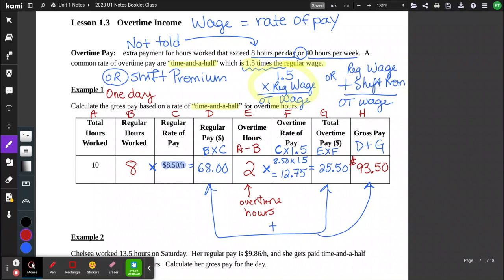Okay, any questions about that? Make sure you've got all those labels in there for you. Okay, because that's going to help you figure out your questions when you get an exact question like that. They're just going to change the numbers.